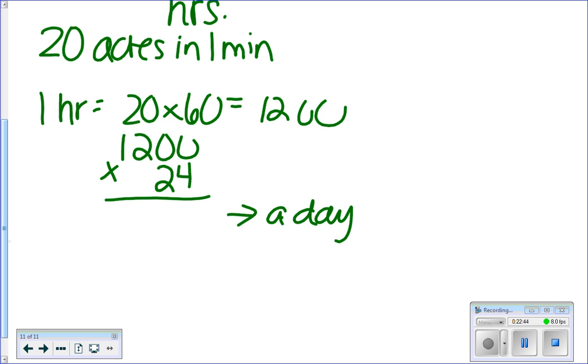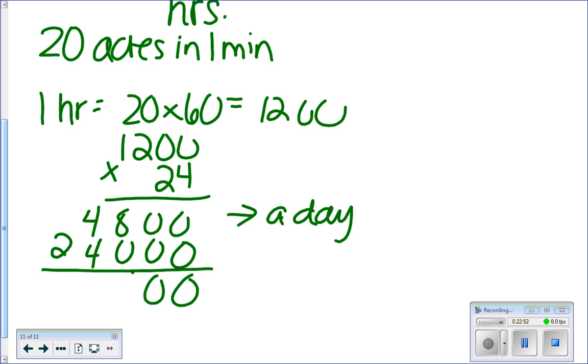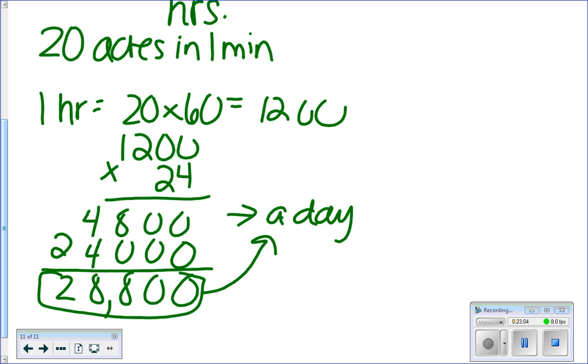I think you're right, Hunter. There we go. There. And then your comma. So in 1 day, this is how many acres are turned down.